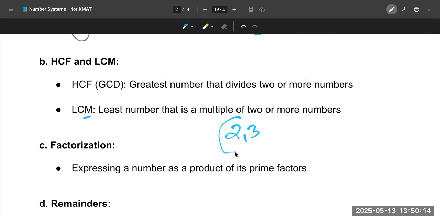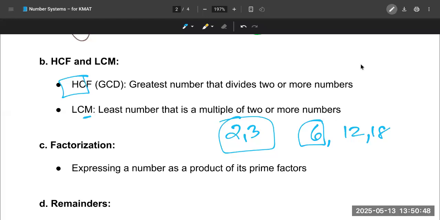So 2 and 3. 6 is the least multiple which is a multiple of both. 6 is the multiple of 2, and it is also the multiple of 3. So 12, 18, these are multiples of 2 and 3. And out of these, the least one is 6.